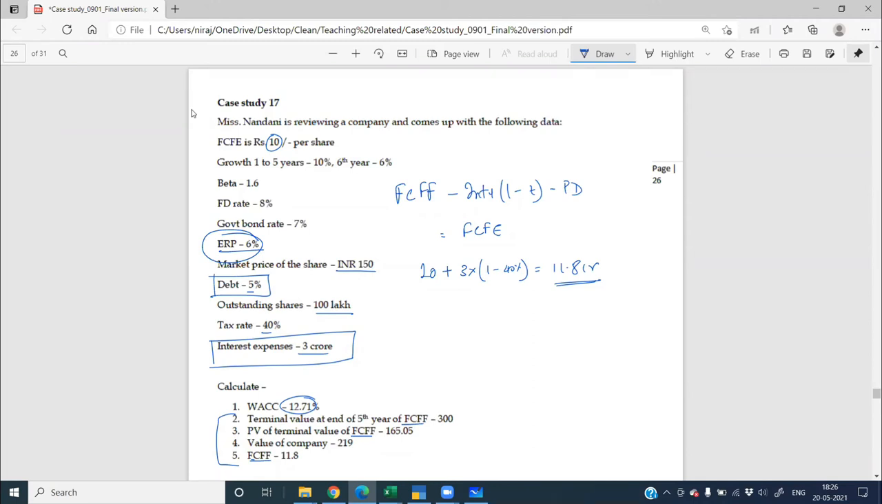But plus 3 into 3 crore is interest. Okay, that is also interest. Okay, and 1 minus 40 tax. And what about PD? So there is no preference dividend. That is why, see, always write the full formula. So since there is no preference dividend, no preference, it will come to 0. That is fine. But always have a habit of writing the full formula.